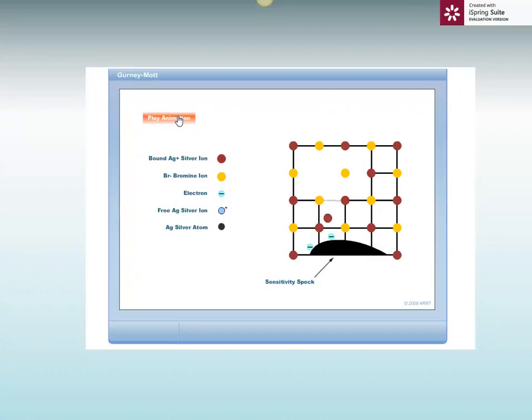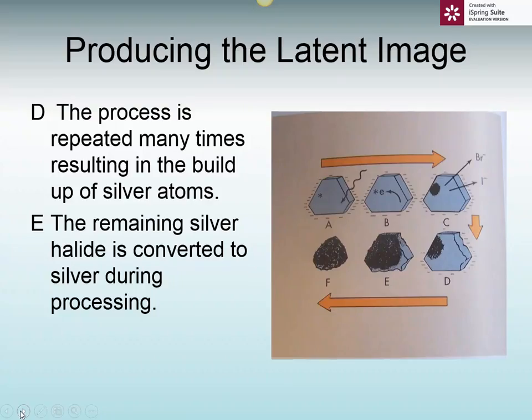Electrons. Then you've got your ions, and the ions in turn merge together to form silver, and the silver, of course, is the blackening portions there. So that's Gurney-Mott. That's what they think actually happens here.